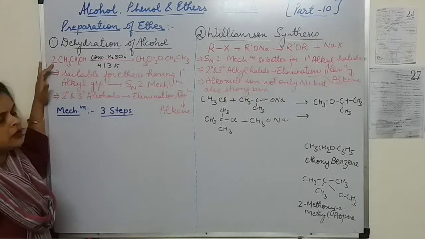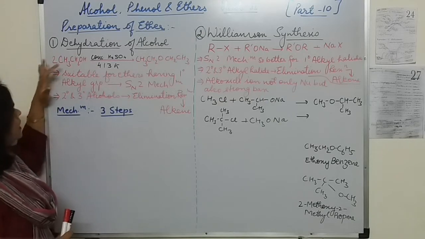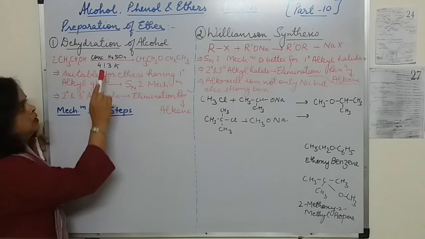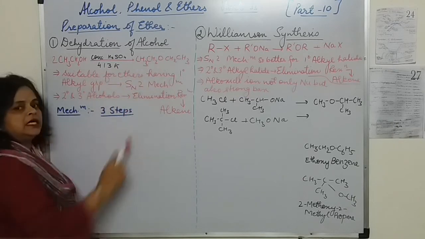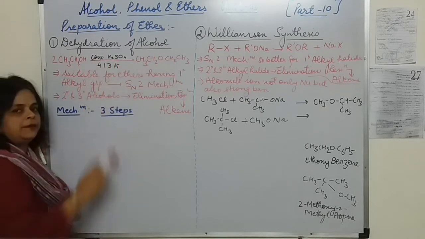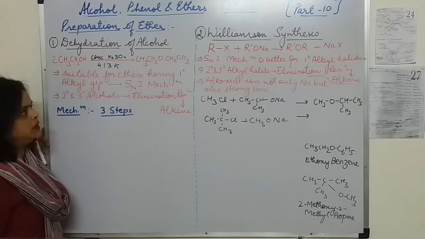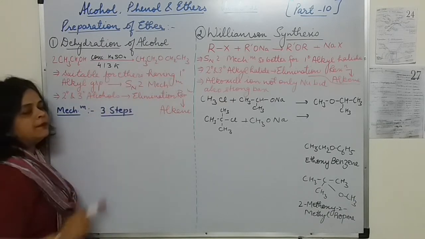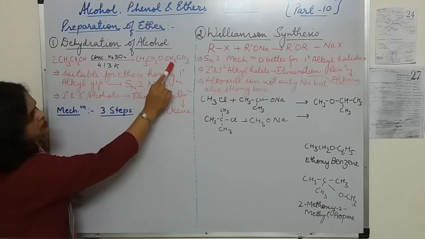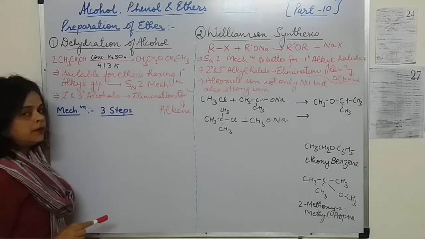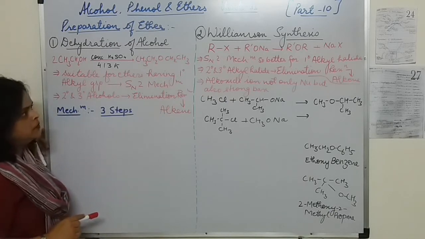In the dehydration of alcohol, we had already discussed that when alcohol is treated with concentrated H2SO4 at low temperature, it gives the ether. And when it is treated with concentrated H2SO4 at high temperature, that is 443 Kelvin, it gives alkene. Now, it is basically suitable for ethers having primary alkyl parts. See, this ether has CH3CH2 and CH3CH2, so these alkyl parts are primary, so it is suitable for them only.